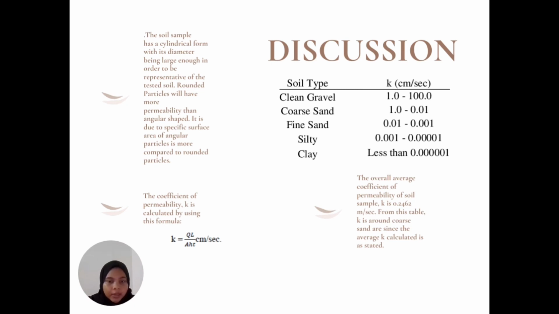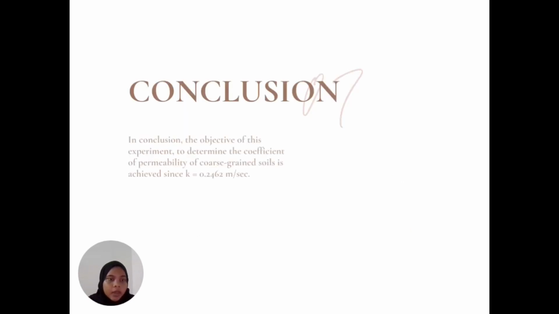For this table, k is around coarse grade sand, since the average k calculated is estimated. In conclusion, the objective of this experiment to determine the coefficient of permeability of coarse-grained soils is achieved since k equals 0.2462 m over second.